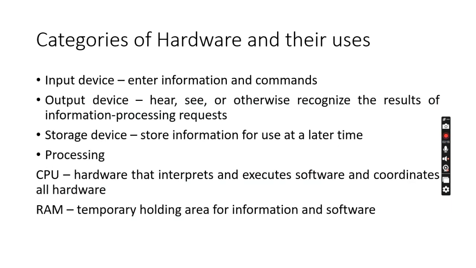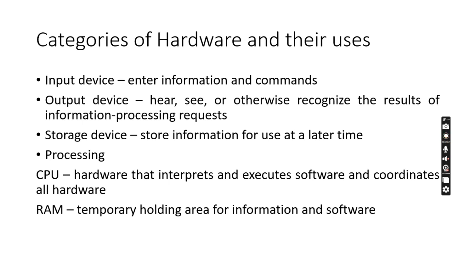We move on to the categories of computer hardware. We have 6 categories, and the first one is input devices. Input devices are those that we use to enter information or commands into the computer. We enter information that we understand, and then the computer processes it in a way that it understands. And then we have output devices. After the computer has processed this information, we have to receive it in a way that we understand as well and recognize. So output devices are the hardware that we use to hear, see, or recognize the results of the processed requests. Storage devices are those that store information for a later use.